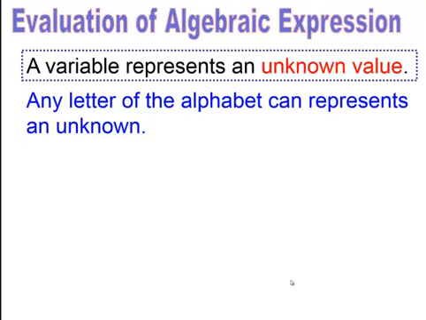So this next thing that we're going to work with is called evaluation. So when we talk about evaluation of algebraic expressions, I want to first define what a variable is. A variable represents an unknown value, and any letter of the alphabet can represent an unknown. So in this case, we see an algebraic expression, and it's an algebraic expression because we have numbers and we have letters. So the first thing you see is 4 plus x, which is a letter, or 5 attached to y. And when a number is attached to a variable, it means it's being multiplied to that variable.